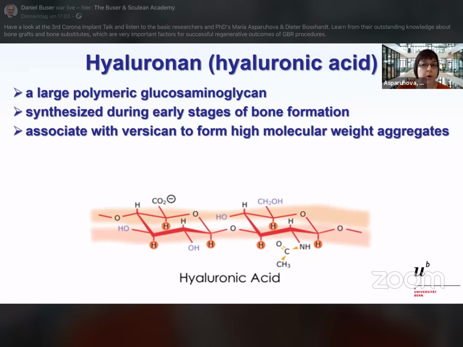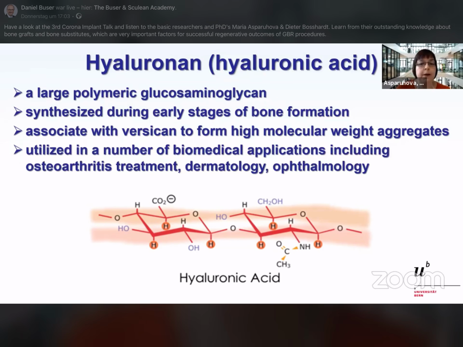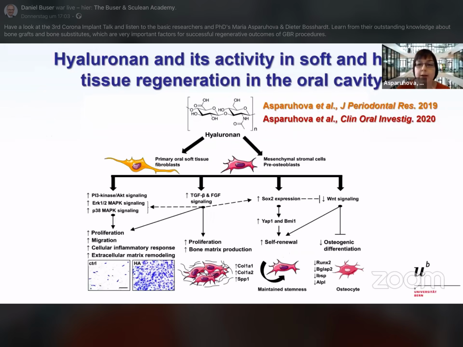Hyaluronan or hyaluronic acid is a large polymeric glycosaminoglycan synthesized during early stages of bone formation. It's utilized in a number of biomedical applications, including osteoarthritis treatment, dermatology, and ophthalmology. In a recent publication, we have shown that hyaluronan can actually maintain the stemness, the self-renewal potential of mesenchymal stromal cells, which is important as a promotion of the early phases of the bone healing process.